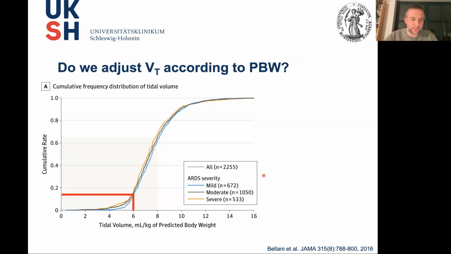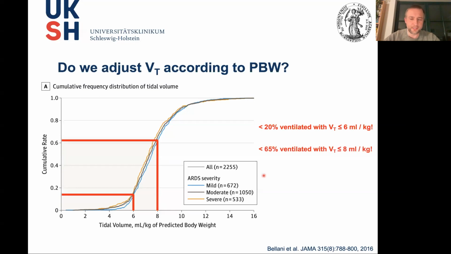What you see here is that less than 20% of patients with ARDS in routine clinical practice are ventilated with a tidal volume of less than 6 mLs per kilo predicted body weight. And even if you take the upper limit of what is perhaps acceptable according to the ARDS network approach, 8 milliliters per kilo predicted body weight, still only 65% of patients were ventilated with a tidal volume of less than 8 mLs per kilo.